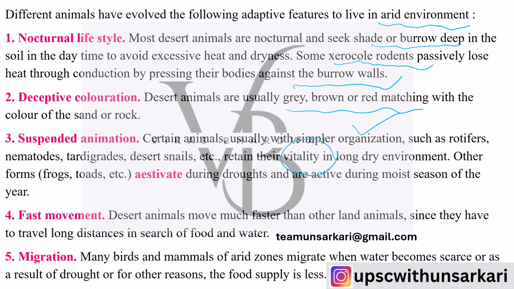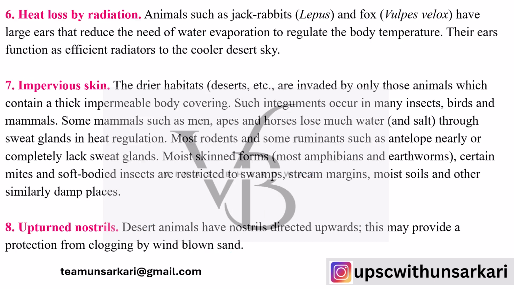Fast movement is very important for desert animals since they have to travel long distances in search of food and water. Migration: they migrate when the water becomes scarce, or as a result of drought, flood, or you can say the food supply is less. So what we are trying to see is that there are adaptations because of certain reasons.